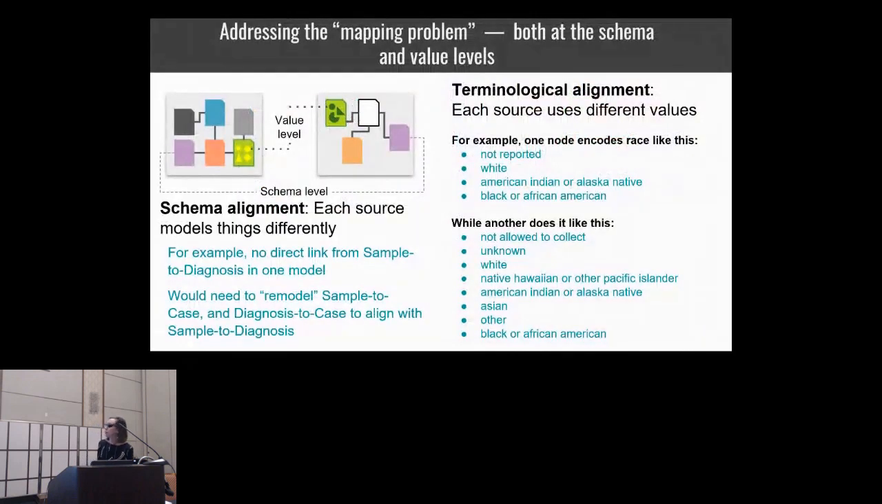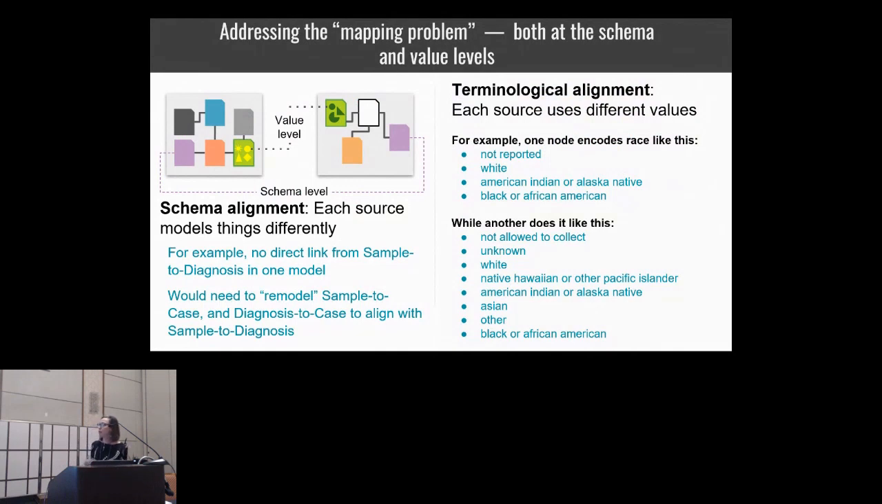So I want to talk a little bit about addressing the mapping problem, which is both at the schema and the value level. If you look at my little cartoon on the left of two different data schemas, they have different tables. Within one of those tables, the two green ones, we might have values that are in common within those tables, right? And so fundamentally, when we want to integrate data, we have to think about it both on the terminological value set level as well as on the schema alignment level.